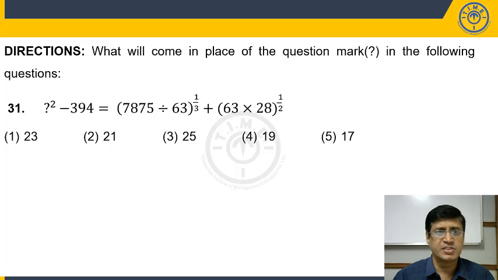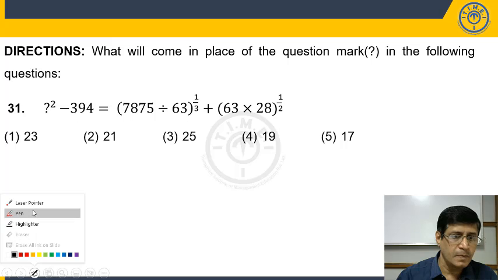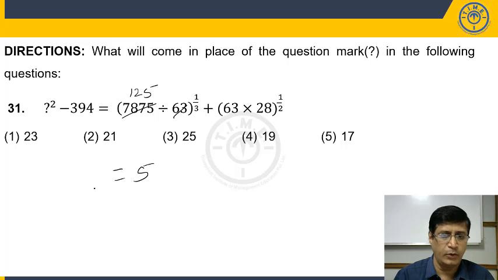Look at this one. This is a simplification question. We need to find out the value of the question mark. Question mark square minus 394 is equal to 7875 divided by 63, whole power 1 by 3. 63 goes how many times in 7875? It goes exactly 125 times. 125 is 5 cube, and 5 cube whole power 1 by 3 is 5.